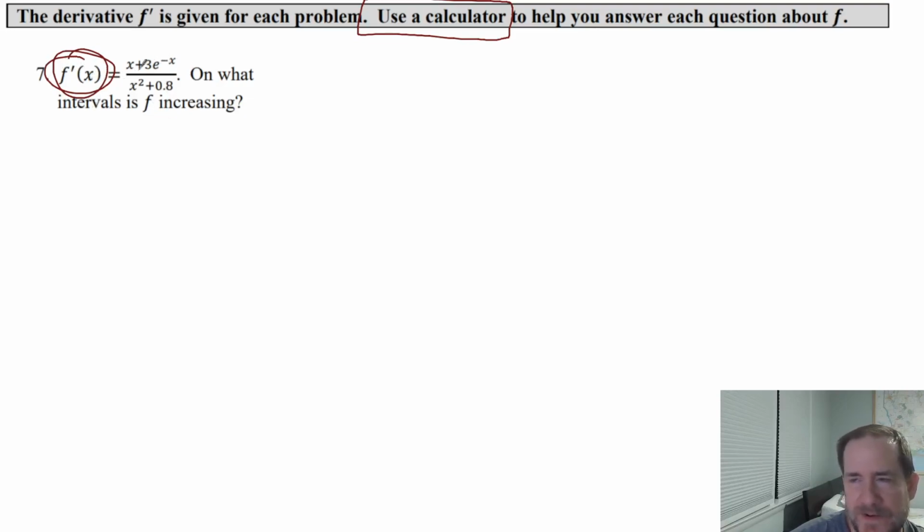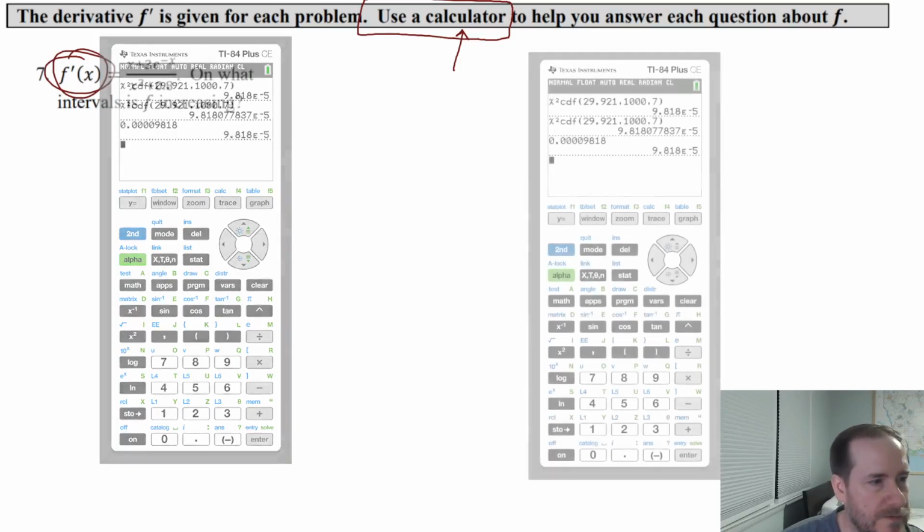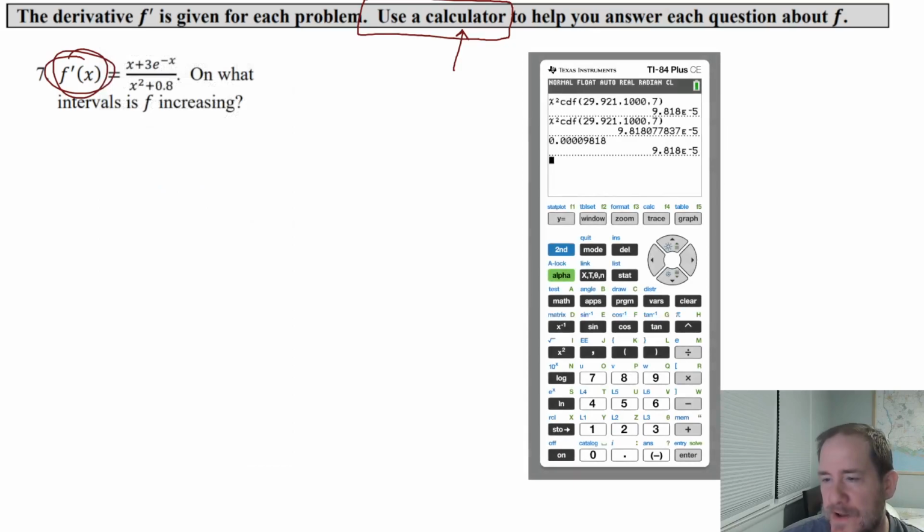Now, maybe I could do that by hand. Maybe I could think this through about when is my derivative positive. Maybe I could find the zeros. But it does say right here to go ahead and use a calculator, doesn't it? So let's do that. I happen to have a calculator right here. Or more to the point, right here. Then it's not in the way.